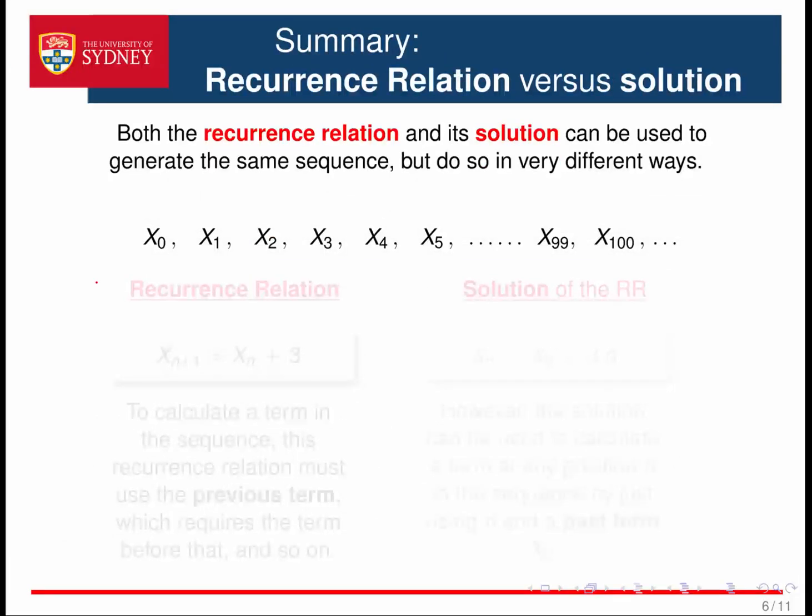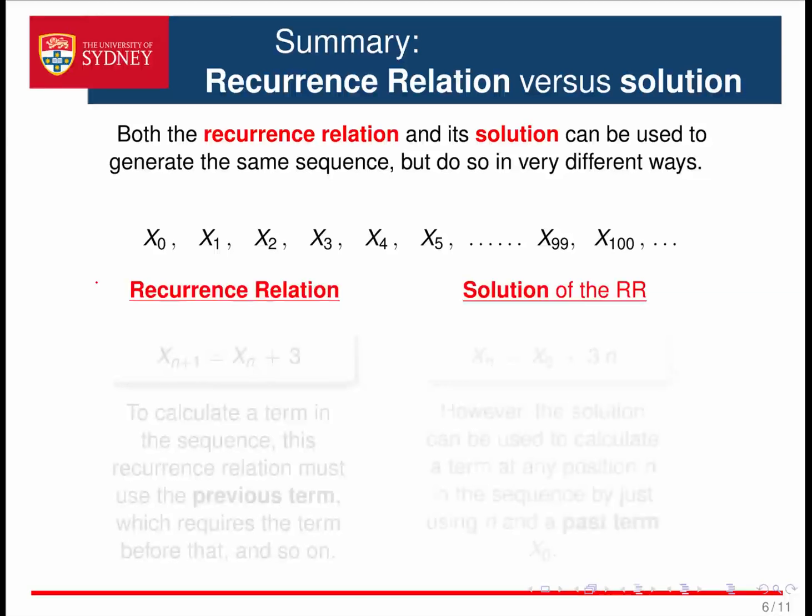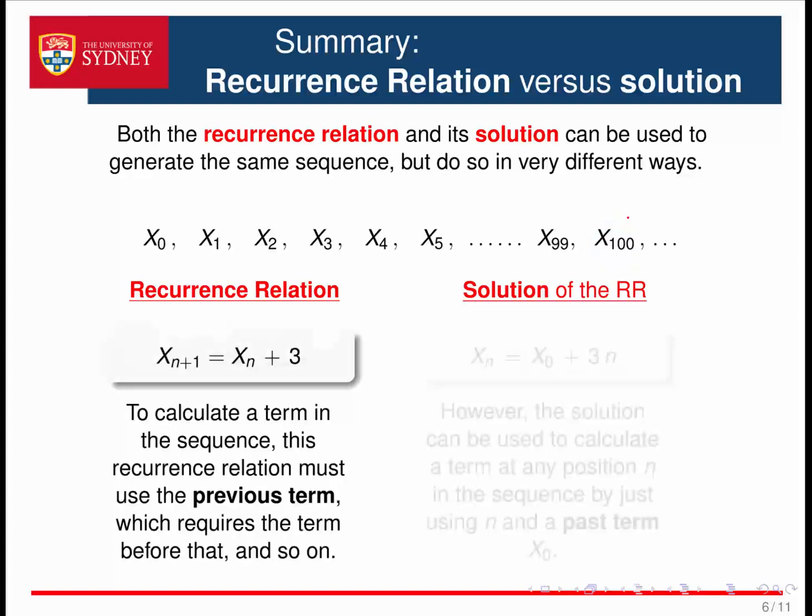Slide 6. Recurrence relation versus its solutions. Both a recurrence relation and its solution can be used to do similar things. For instance, generating an entire sequence. To best illustrate how they work differently, let's focus our attention on calculating just one term far along the sequence, say x100, using both the recurrence relation and its solution.